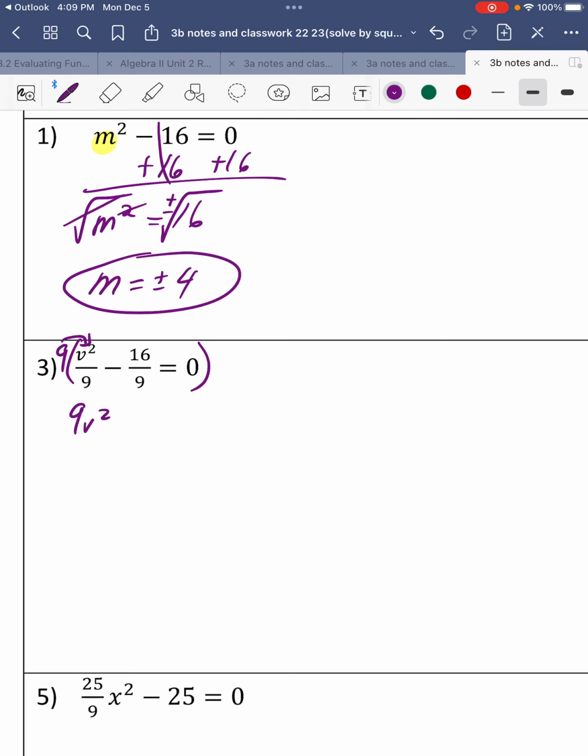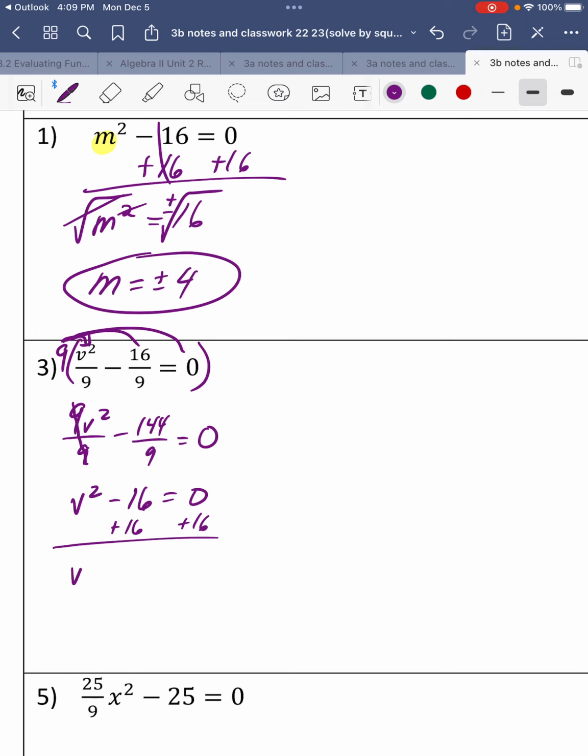So it's 9v squared over 9 minus 144 over 9 equals 9 times 0, which is 0. So we have 9 divided by 9 is 1, 1 times v squared is v squared, and 144 divided by 9 is 16, and it equals 0. Once you get rid of the denominators, it can be very easy to solve one of these. So we're adding 16. Actually, we have this right up top, same thing as number 1. And the v is going to equal positive and negative 4.